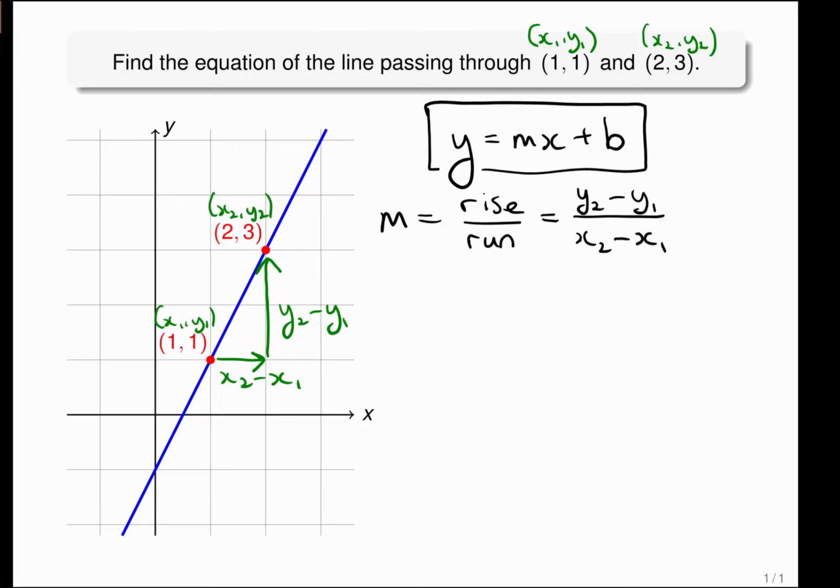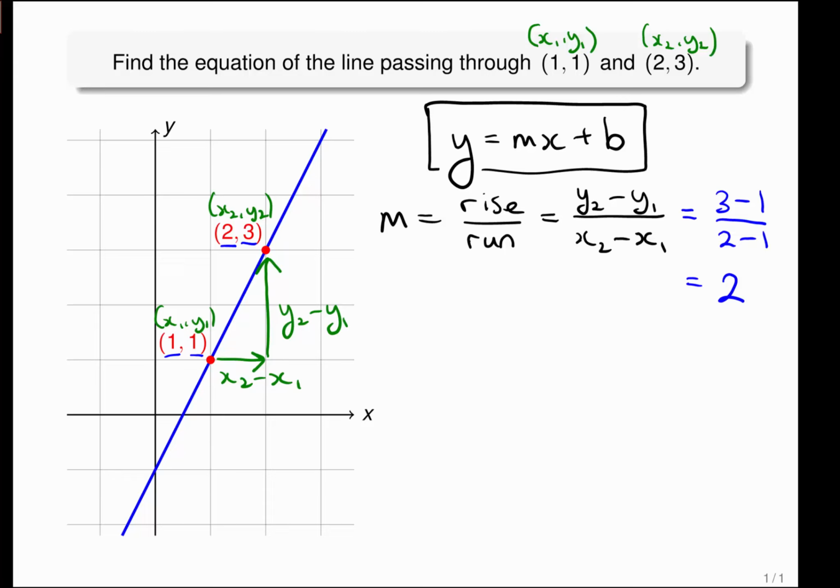This gives us a general formula for finding the gradient of a line passing through 2 points labeled (x1, y1) and (x2, y2). Now, substituting in our numbers, we get 3 minus 1 for the rise and 2 minus 1 for the run, which simplifies to just 2, confirming what we know from earlier. In case you're wondering, it doesn't actually matter which point you label (x1, y1). You should get the same gradient at the end of the calculation, provided you apply the formula correctly.